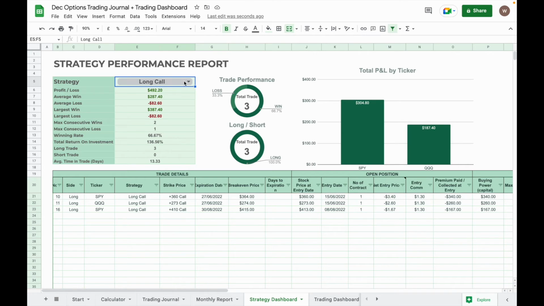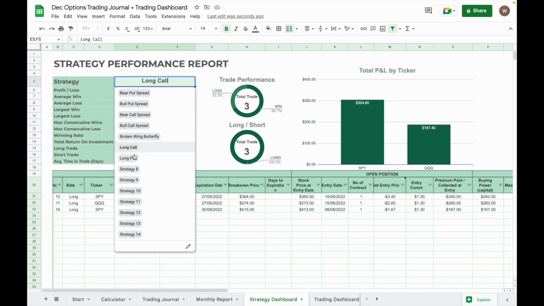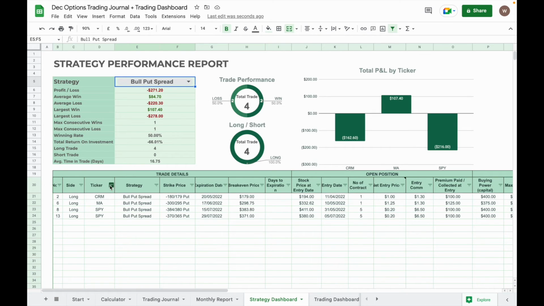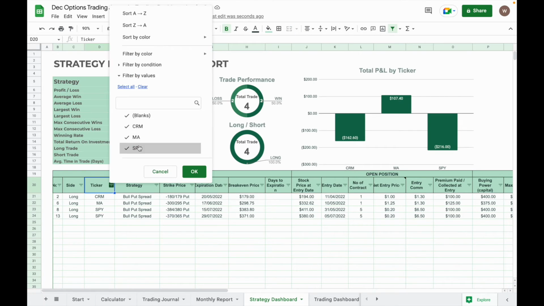your win rate. So for example, let's say I select long put, it will show me the number of trades that I have taken, my win rate, and profit and loss by ticker. If you want to have a look at a certain ticker, you can click on the filter button here to filter the ticker. For example, if I only want to see my SPY trades, then I just untick all the other tickers, select only SPY, and click OK.